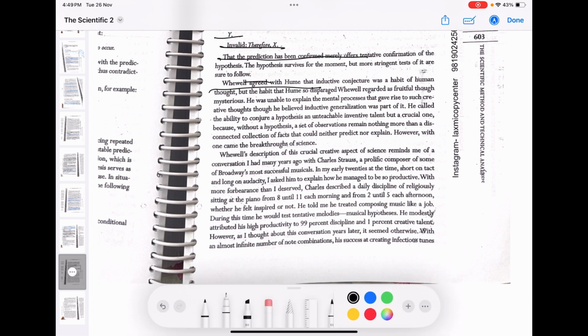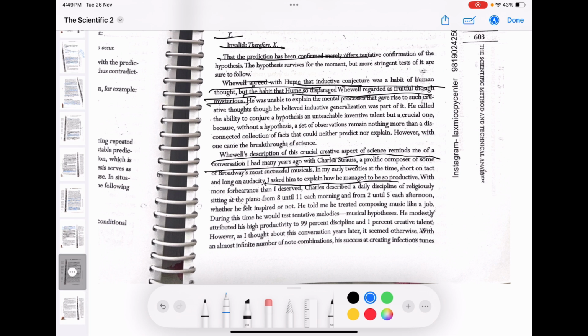Whewell agreed with Hume that inductive conjecture was a habit of human thought, but the habit that Hume was displeased with, Whewell regarded as fruitful and mysterious. Whewell's description of this crucial creative aspect of science reminded me of a conversation I had with Charles, a prolific composer of Broadway's most successful musicals. In my early 20s, short on time, I asked him to explain how he managed to be so productive. With more forbearance than I deserved, Charles described a daily discipline of religiously sitting at the piano from 8 until 11 each morning and 2 until 5 each afternoon, whether he felt inspired or not.